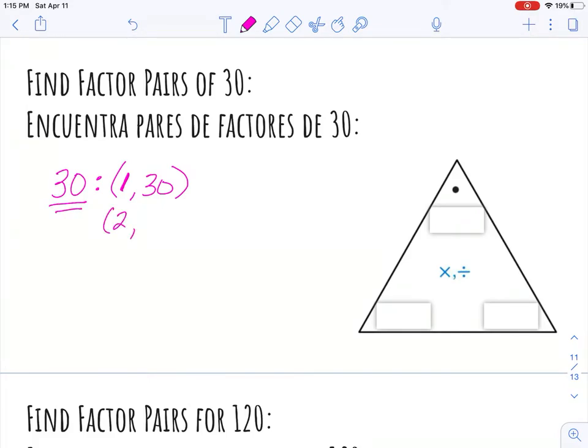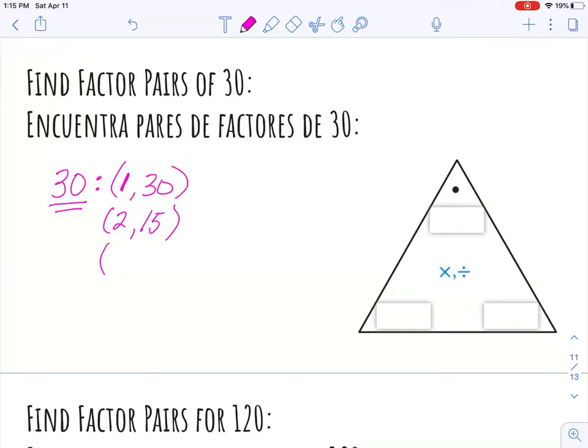Now, can I multiply by 2? I know because 30 is an even number, it ends in a 0, I can multiply by 2 to get 30. So 2 times what gives me 30? What added to itself equals 30? If you said 15, you're correct.